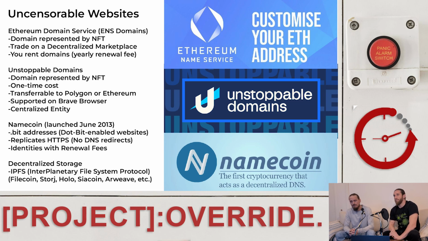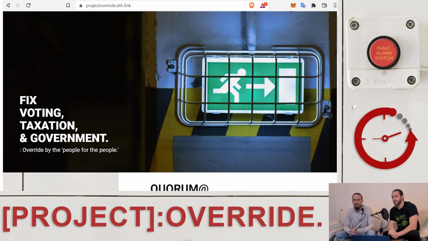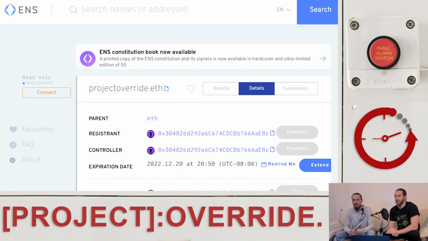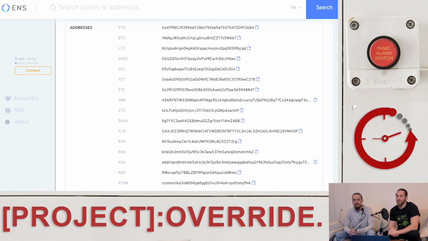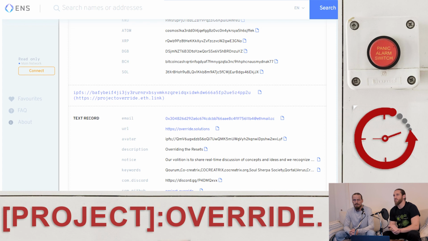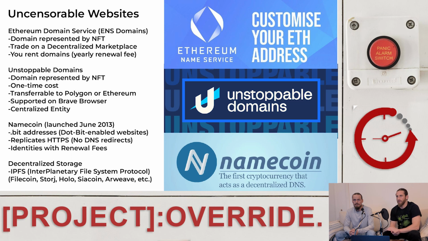Right. So our website override.solutions is also hosted on Ethereum Name Service. So I bought the ENS domain projectoverride.eth, and within that address, I can tie different cryptocurrency addresses if you wanted to donate. I can also, if I wanted to sell that domain name, the disadvantage compared to the other platforms we're looking at is you have to pay a yearly renewal fee, just like GoDaddy or these other domain service providers. And it's great that you can trade it on a decentralized marketplace.